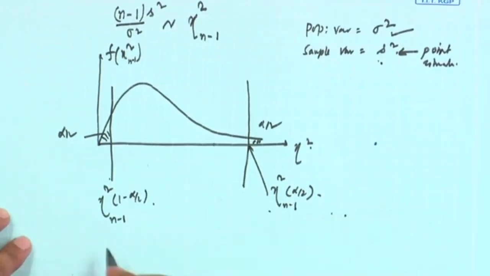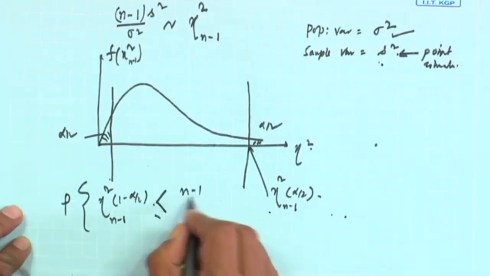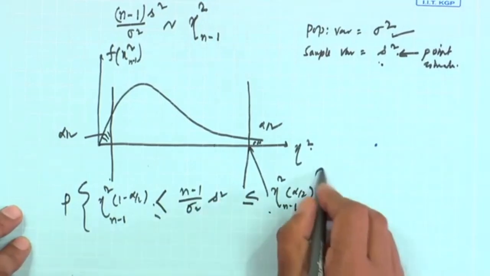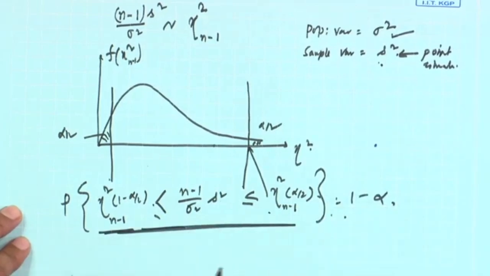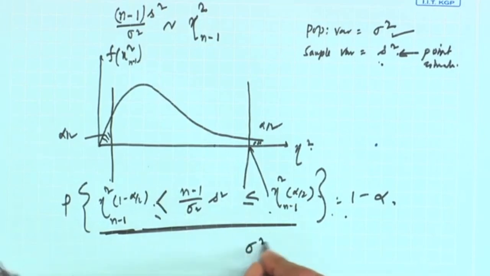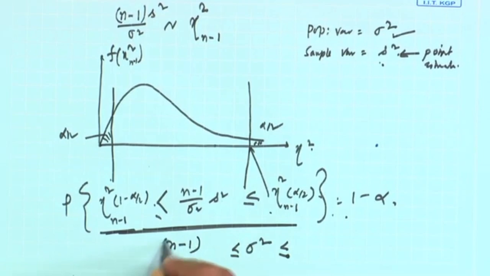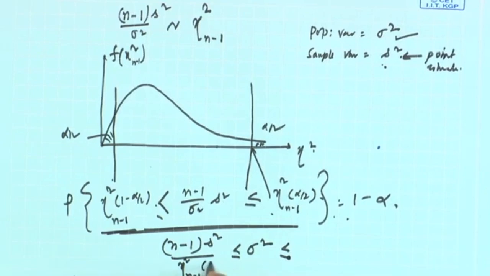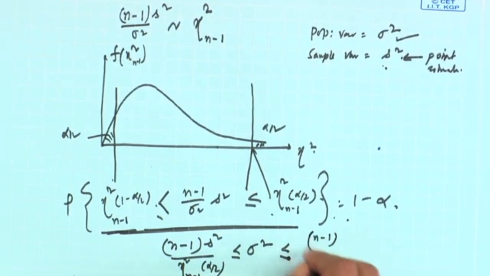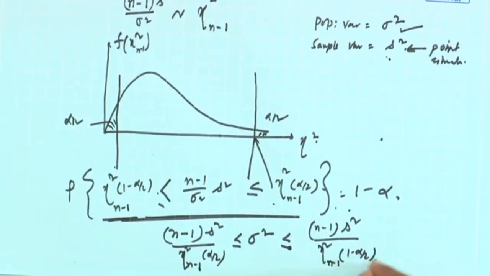2. Okay. So, again what you do then: the probability that this is less than or equal to (n minus 1) s square by sigma square, less than or equal to this, is 1 minus alpha. So, now you manipulate this. What do you want from here? You will find that sigma square is less than or equal to (n minus 1) s square by chi square n minus 1, alpha by 2, and this will be (n minus 1) s square by chi square n minus 1, 1 minus alpha by 2.